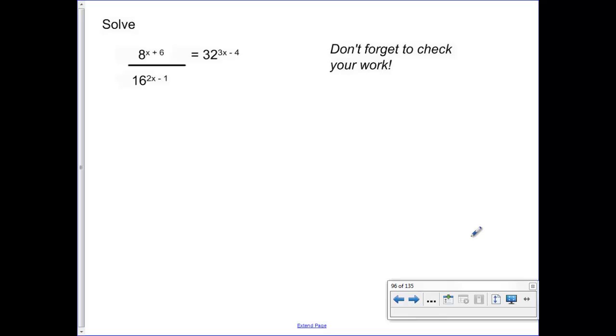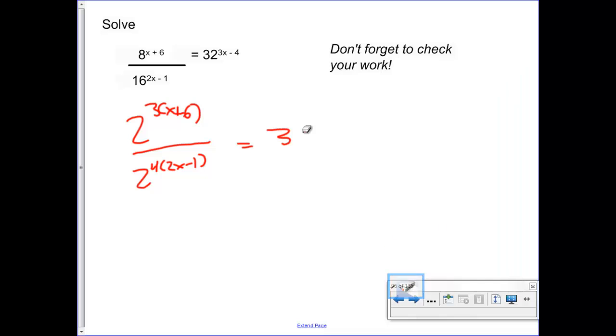How do you know that there's a base of 2? Hopefully after a while you kind of get used to like 8 is 2 to the 3, 16 is 2 to the 4, 32 is 2 to the 5. After a while, hopefully you'll recognize those numbers. So 2 to the 3, x plus 6, over 2 to the 4. So do all the bases cancel each other out? Okay, that's the issue, is that they don't yet, but we have a trick to fix that.